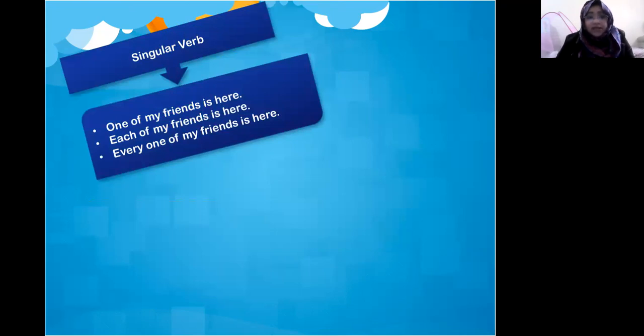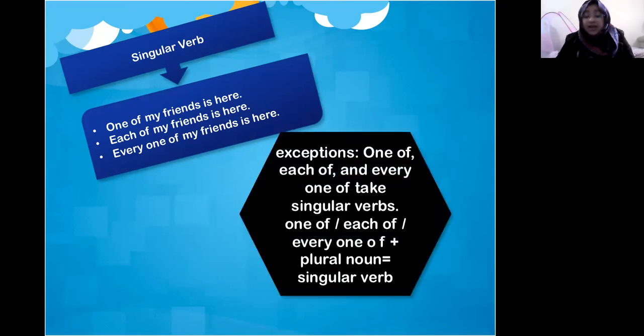Now, next is a singular verb. Let's see some more examples. Like: One of my friends is here. Now, pay attention here. One of my friends is here. Although the following noun is plural, we have used a singular verb. Each of my friends is here. Every one of my friends is here. So why is it used? This is the exception. There are many exceptional things in the English language. So this is also one of the exceptions, that "one of", "each of", and "every one of" take a singular verb always. One of, each of, every one of plus plural noun is always a singular verb.